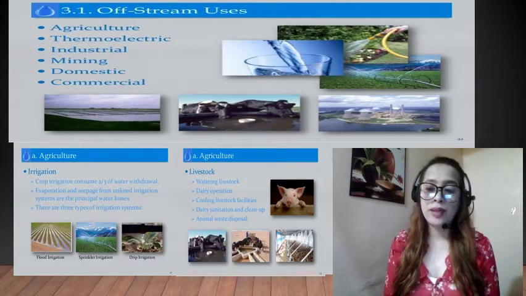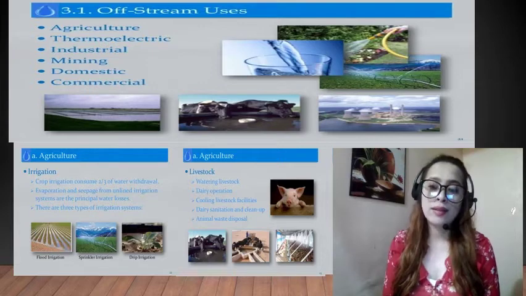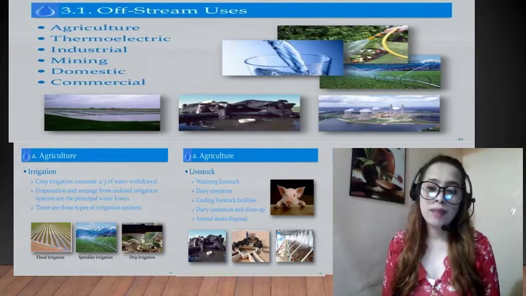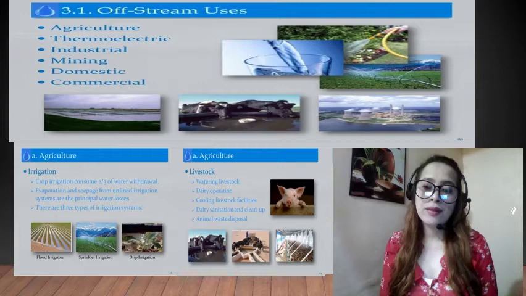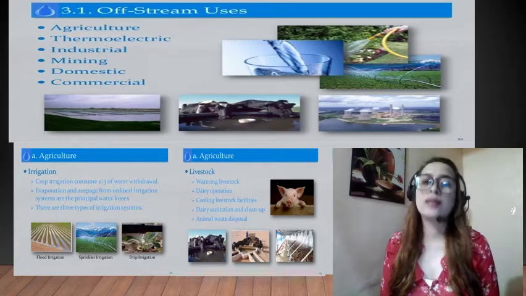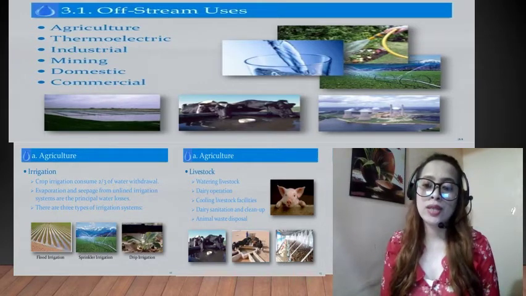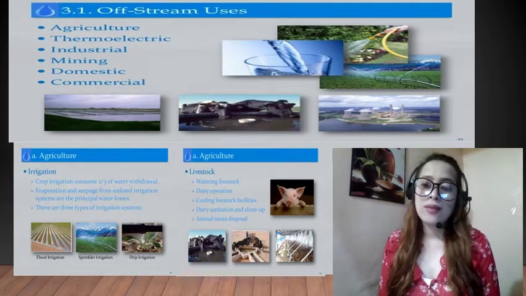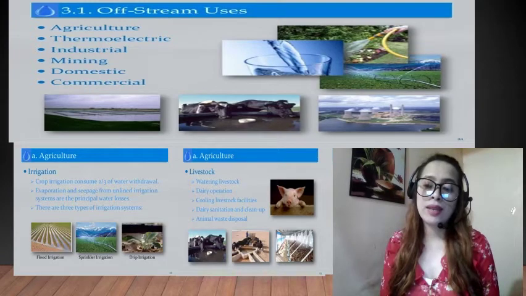Like when we are watering the livestock, in some dairy operations, cleaning them, cooling livestock facilities, dairy sanitation and cleanup, and animal waste disposal, all with the use of water. And another one in agriculture is aquaculture, like raising fish, shellfish, shrimp and lobster, and other creatures living in water.